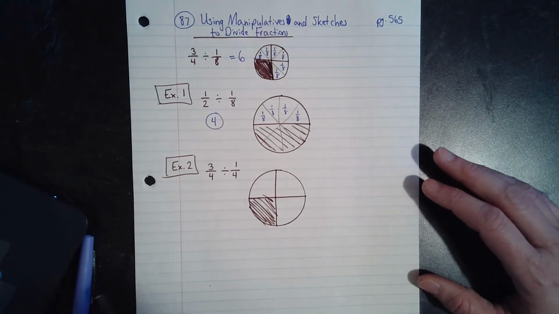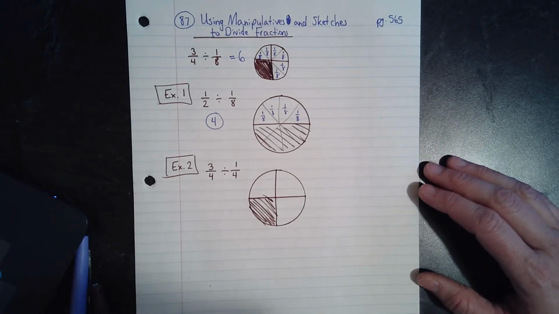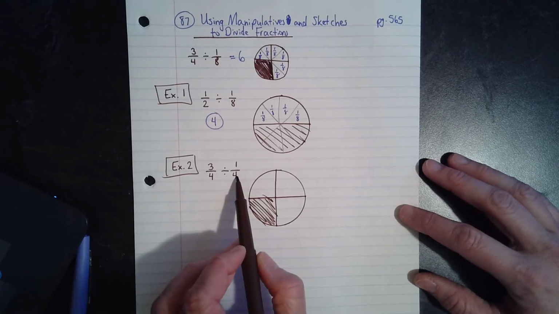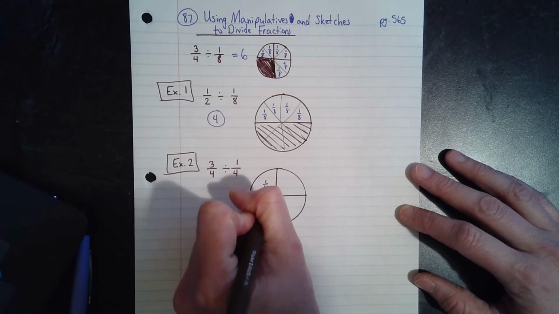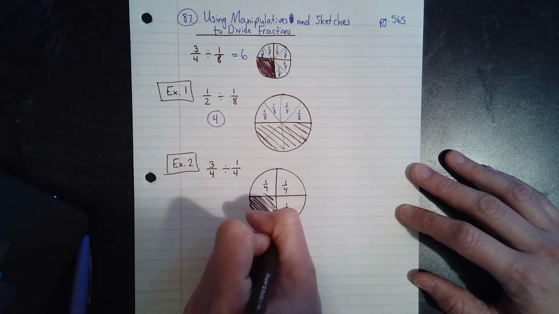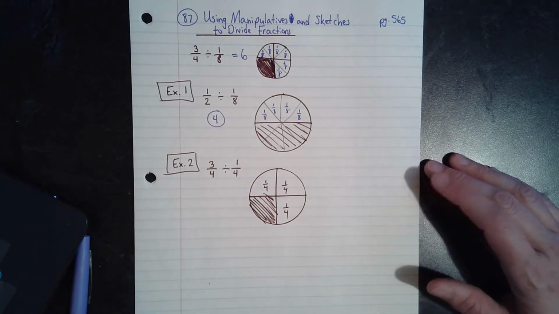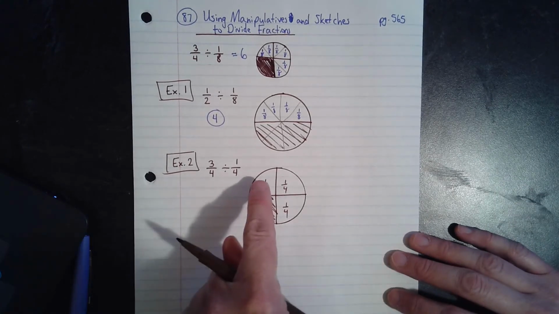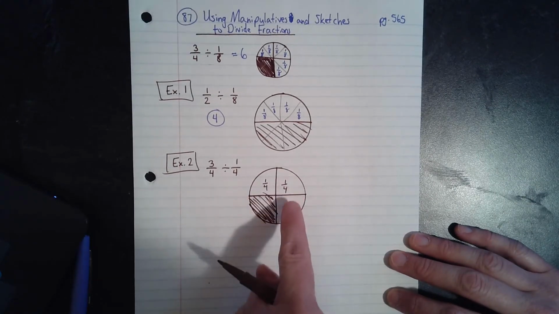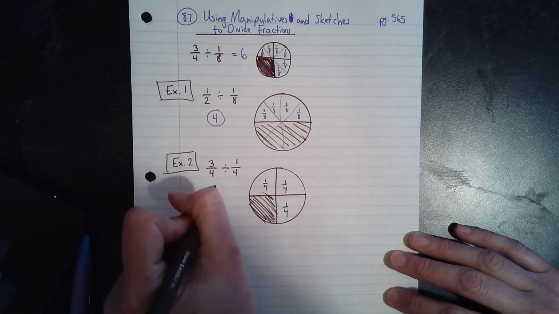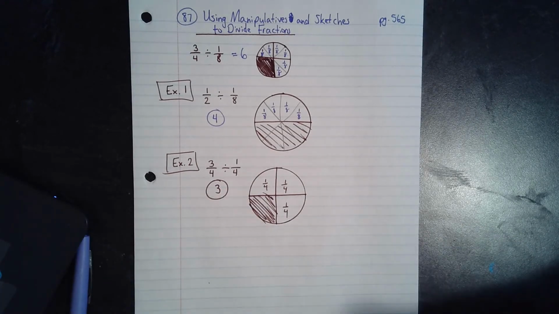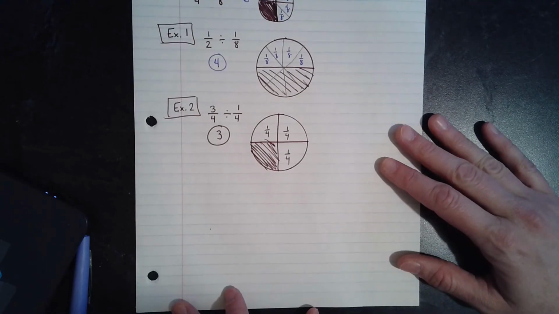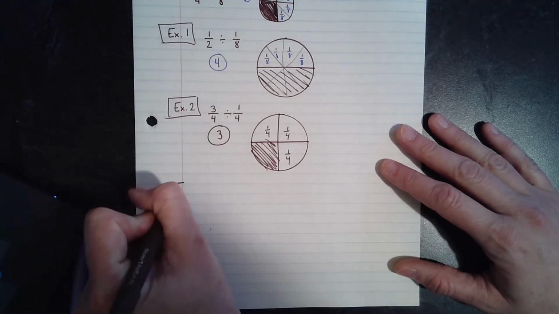Okay, and now I need to figure out how many 1/4 are in 3/4. So it's already in fourths. I have 1/4, and I have 1/4, and I have 1/4. So how many 1/4 are in 3/4? There are 1, 2, 3. There are 3. And so 3/4 divided by 1/4 equals 3. All right, let's look at example 3 together.